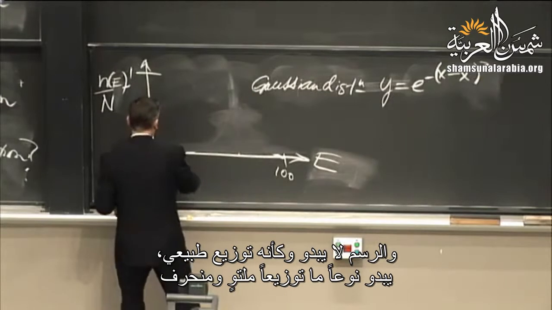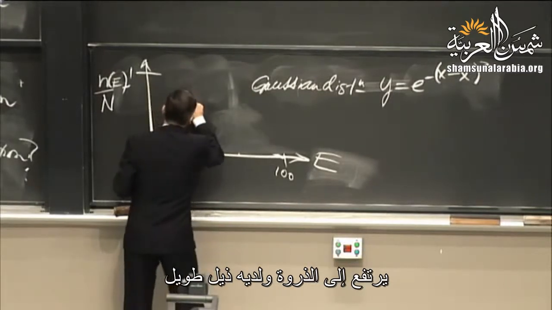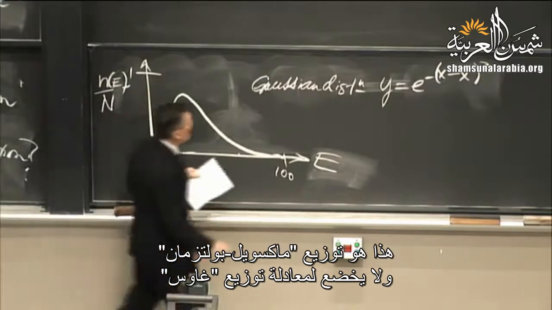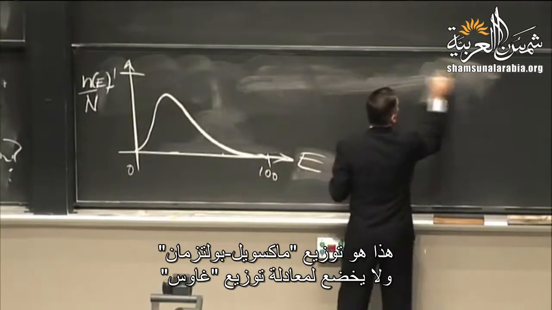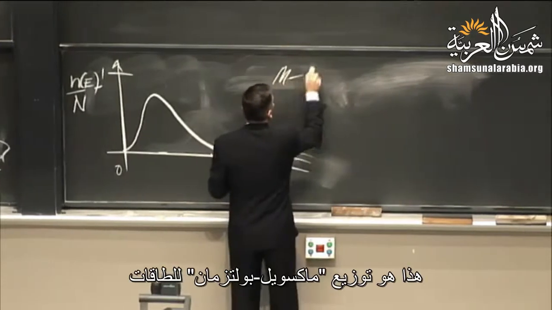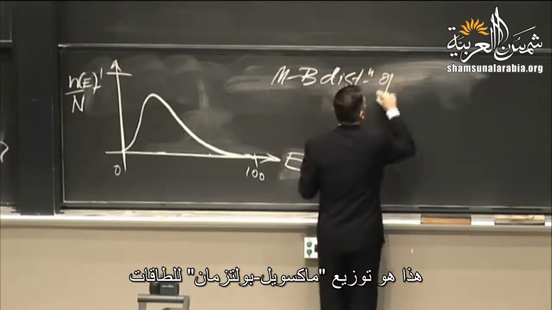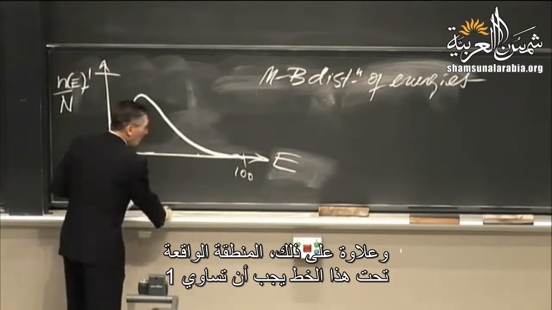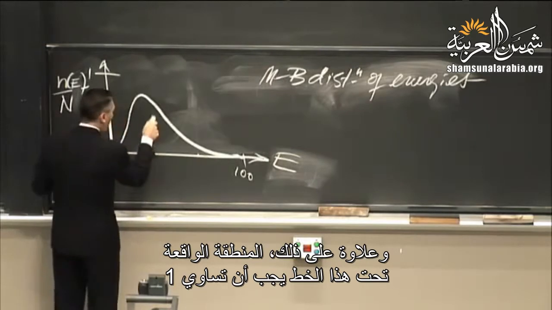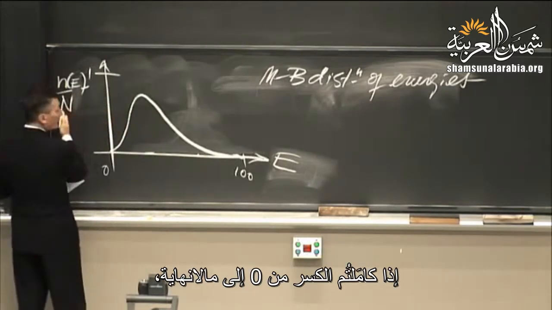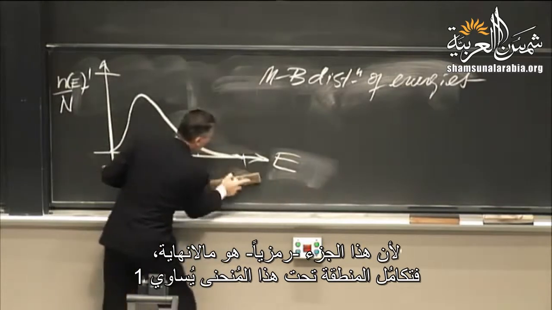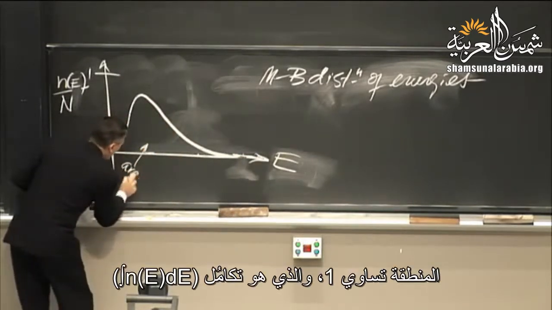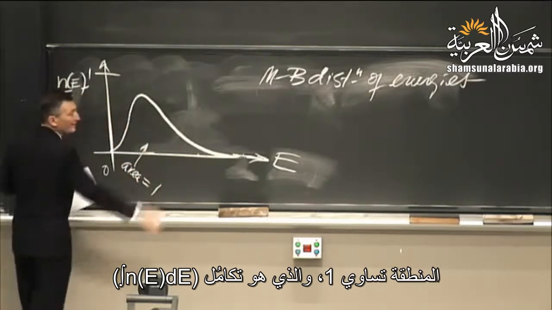And it doesn't look like a normal distribution. It looks sort of off normal, skewed like this. It rises to a peak and then has a long tail that moves off to the right. So this is the Maxwell-Boltzmann distribution of energies. It's not y equals e to the minus (x minus x bar) squared. And furthermore, the area under this line has to equal 1. If you integrate the fraction from 0 to infinity, because this asymptotically goes out to infinity, the integral under this line is 1. Area equals 1, which is the integral of n dE.